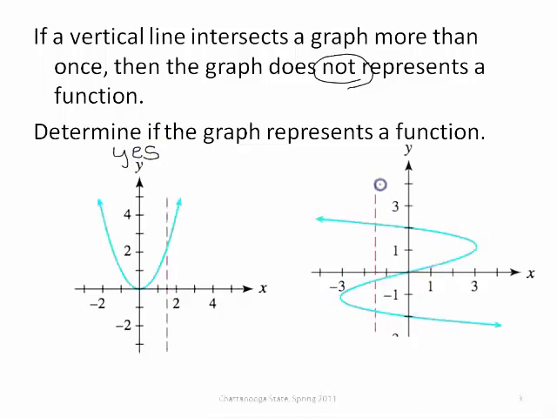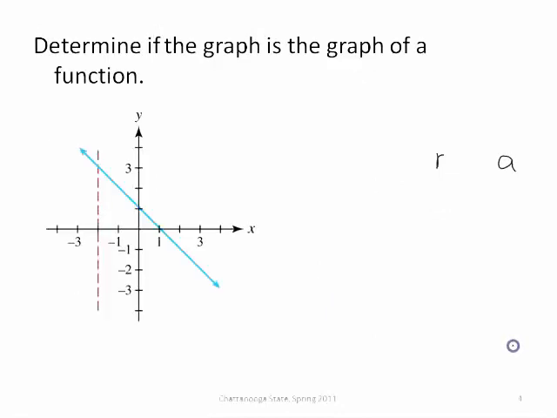But over here, you can see the vertical line right here, the pink dashed line, touches the graph 1, 2, 3 places. There are actually a lot of vertical lines that would do that. So anytime it touches it more than once, it means this is not a function. So the vertical line test is very simple, and it's very quick.